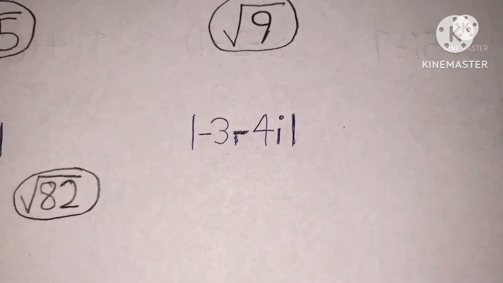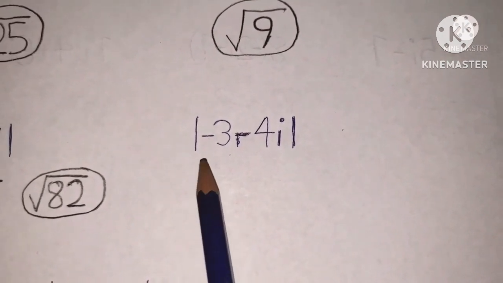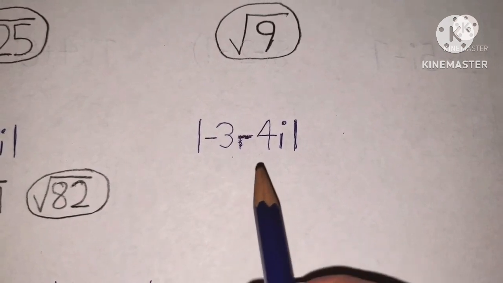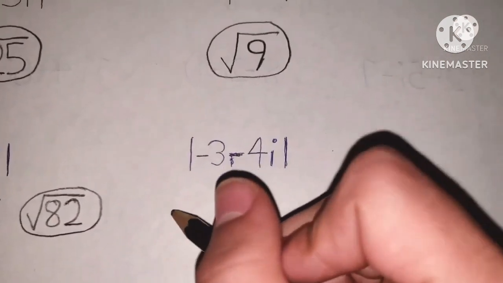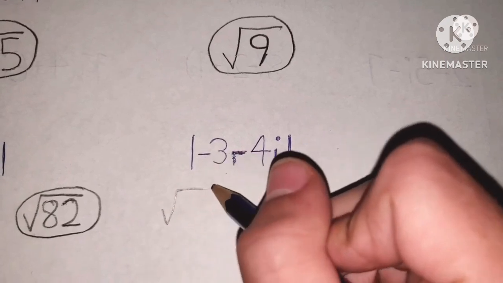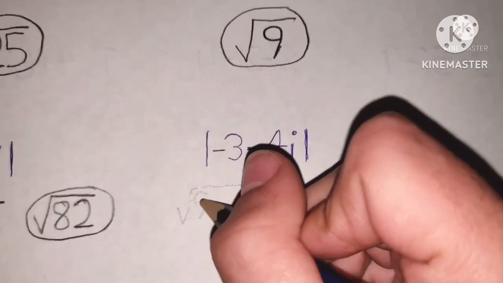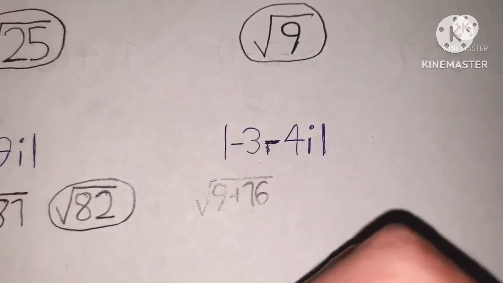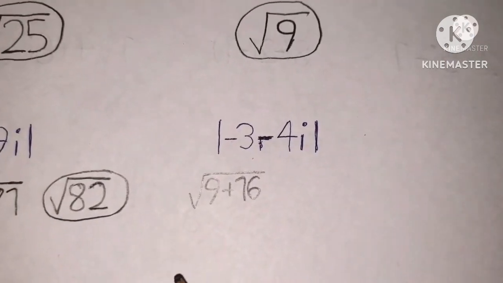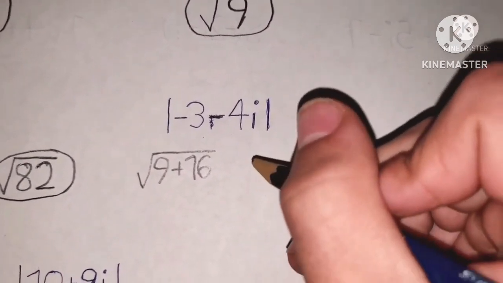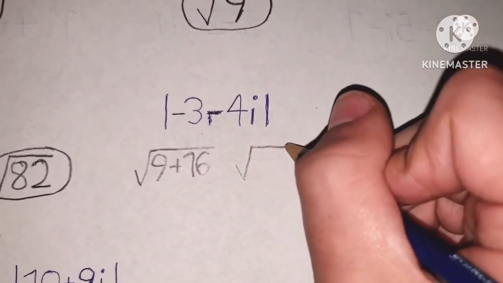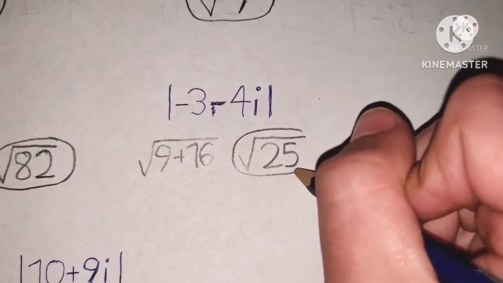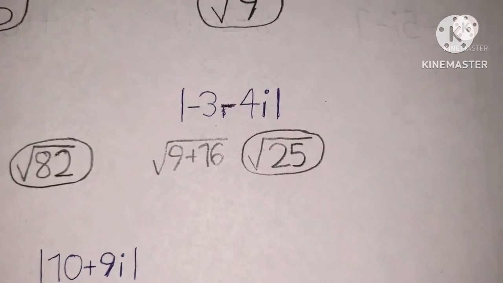-3 minus 4i. You have to multiply both of these. So -3 and -3 is going to be 9, and 4 and 4 is going to be 16. I'll show you here. So that's what it is. And now 9 plus 16 is going to be 25. So the final answer for this question is 25. This is what it is here.